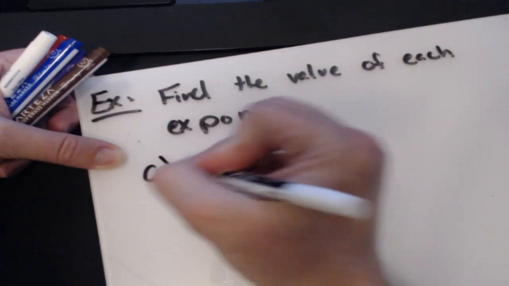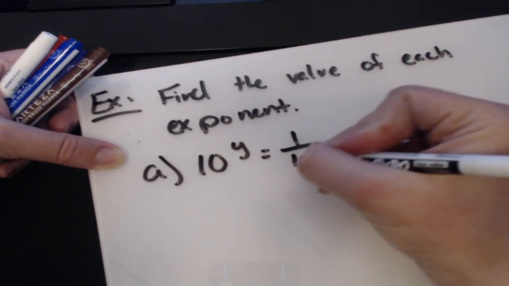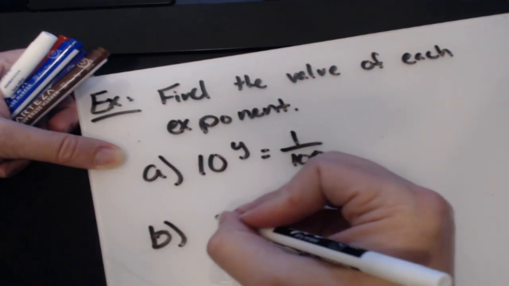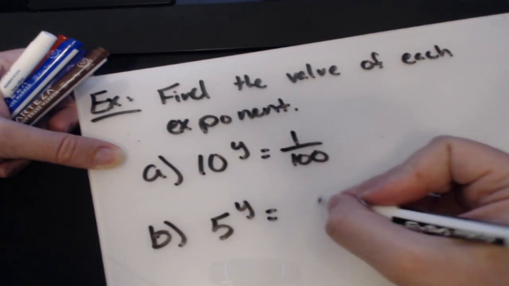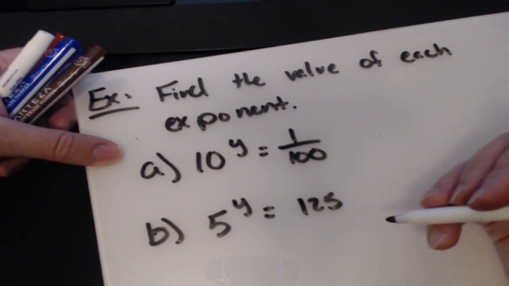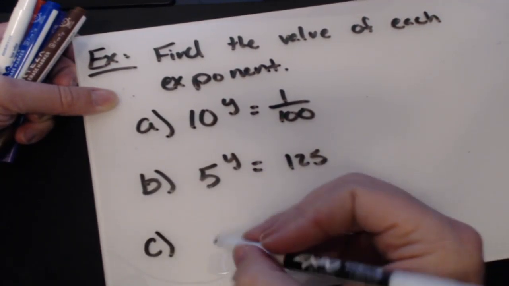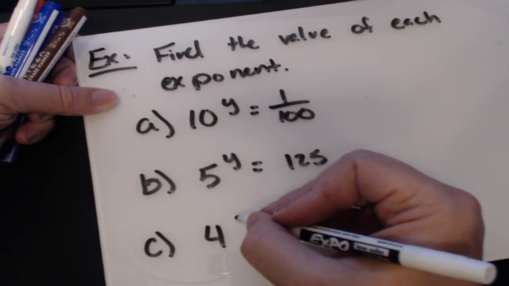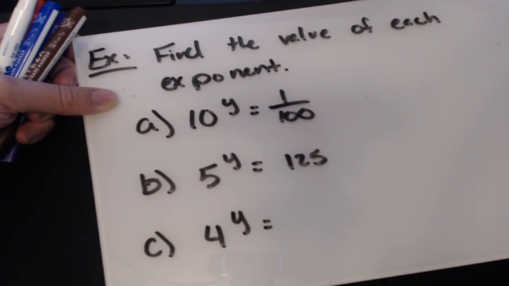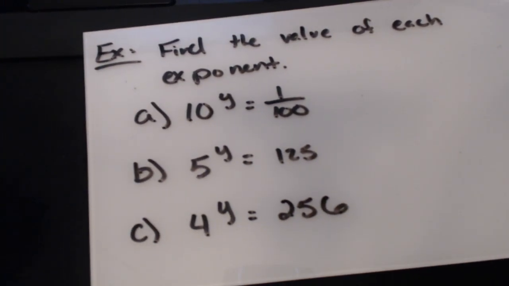So you'll have one that's like, maybe, hey, A: 10 to the y equals 1 over 100. B: 5 to the y equals 125. And I'm doing things we can do by hand, by the way. So, sorry, not sorry, I guess. C: 4 to the y equals 256. All right. And you could solve for these y values.